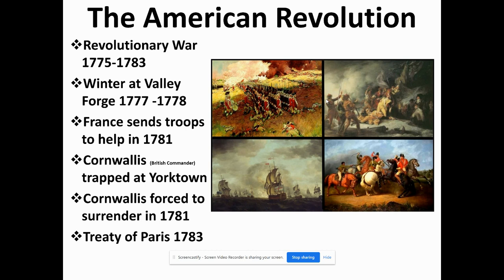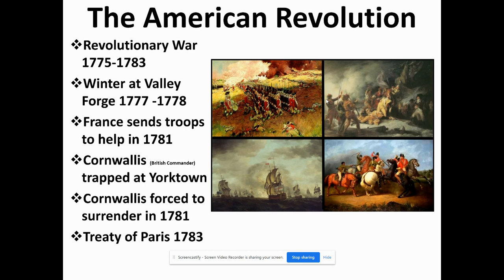Then you have General Cornwallis, who's the British commander. He gets himself trapped in the city of Yorktown. The American forces are moving in on him, and by 1781, the British commander, Cornwallis, has to surrender. And so this is a huge, huge blow to the British. And now the Americans are the ones that have turned the tide and are winning these battles. And so we've put the British in a position with the surrender at Yorktown that they now have to talk to the Americans about a possible surrender.